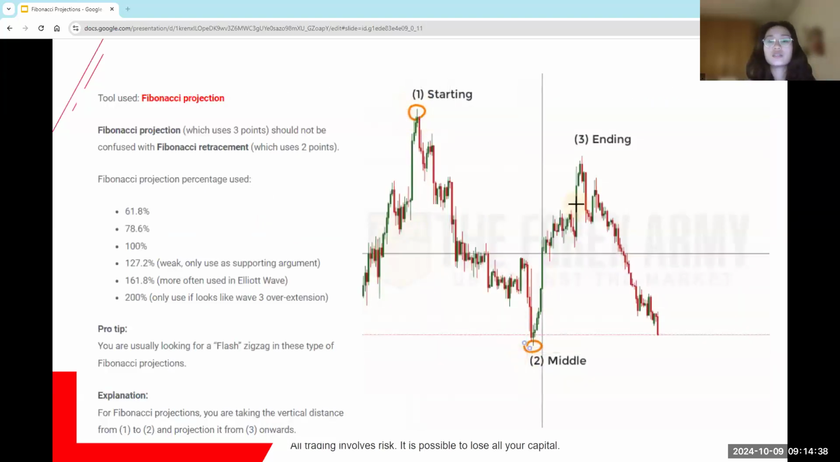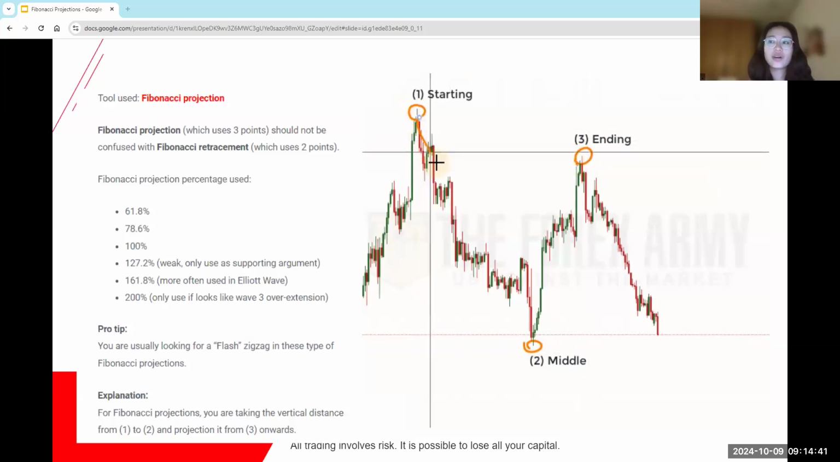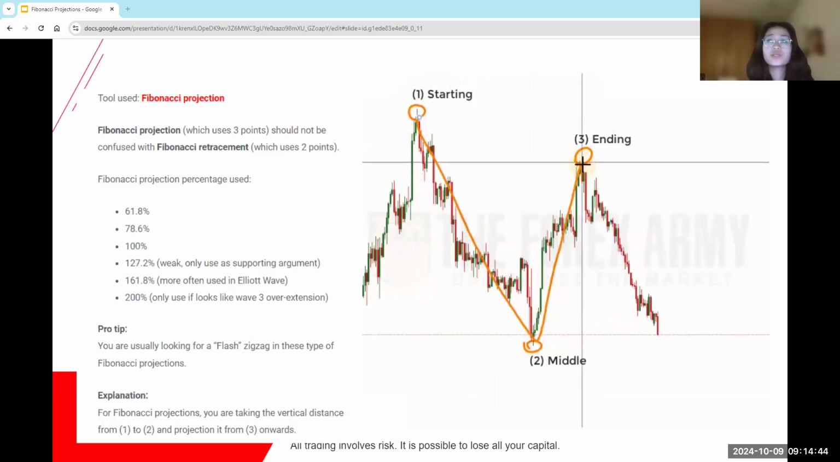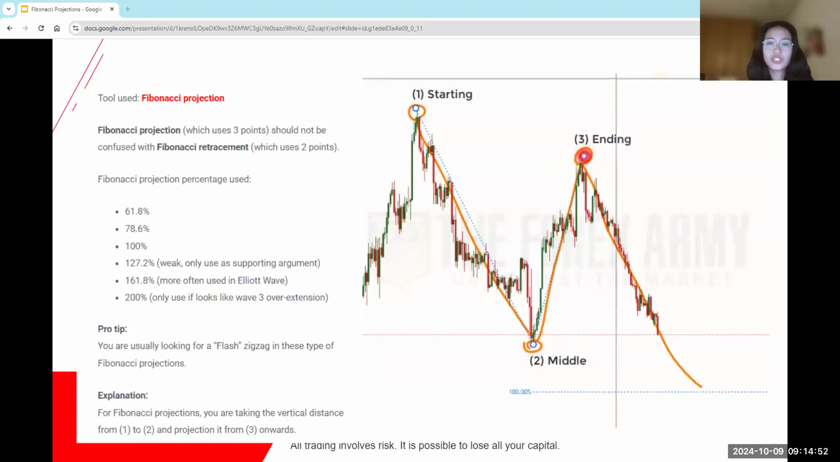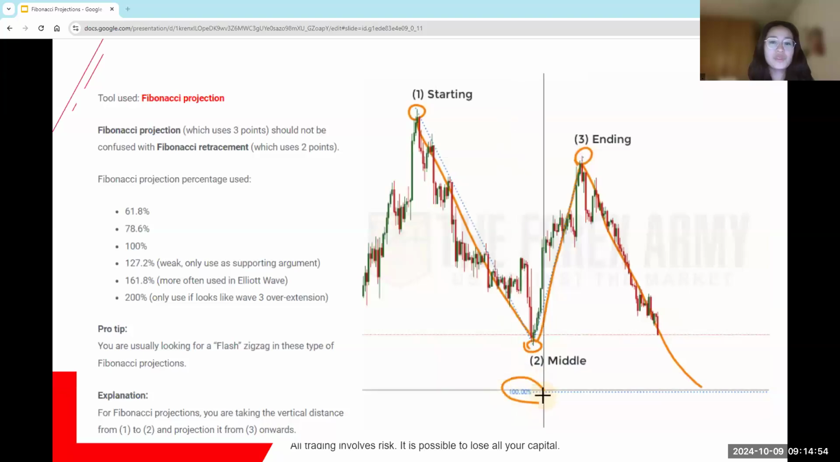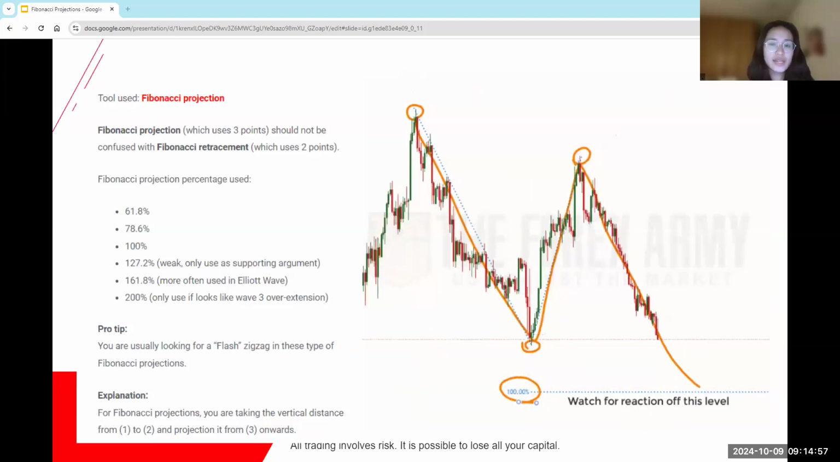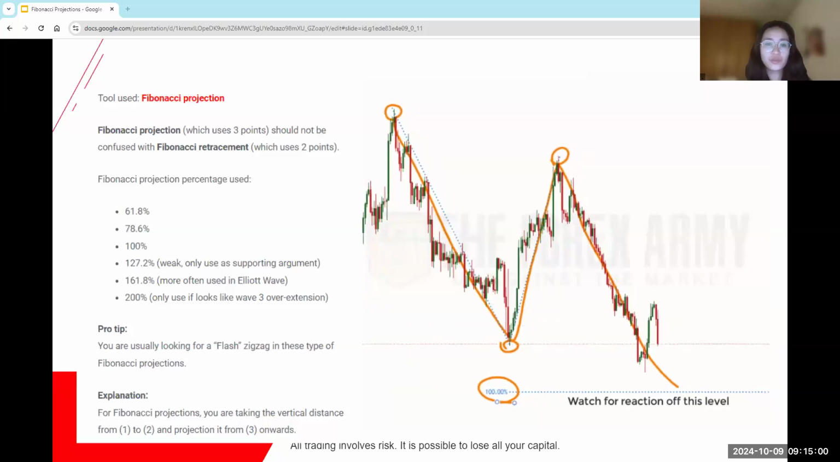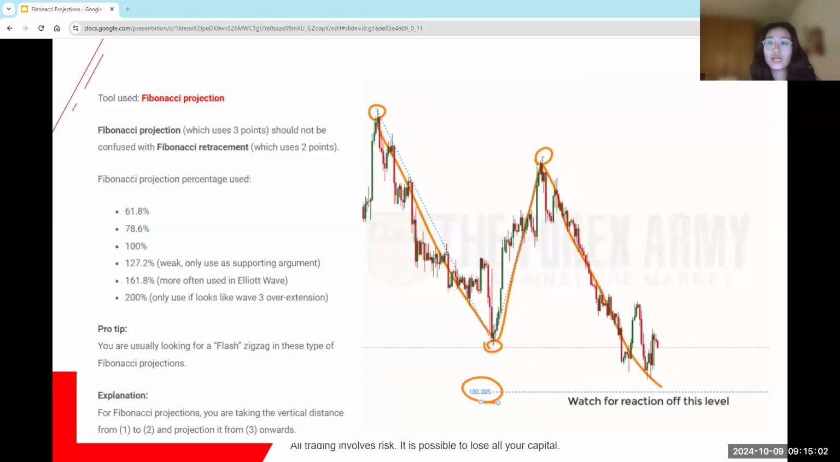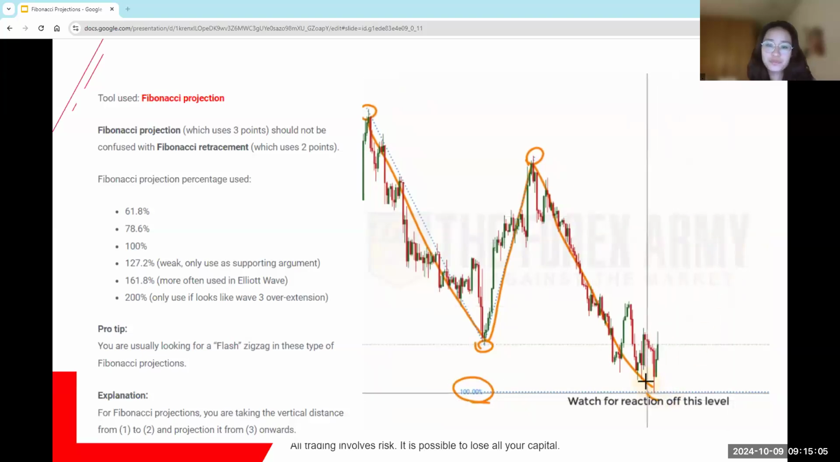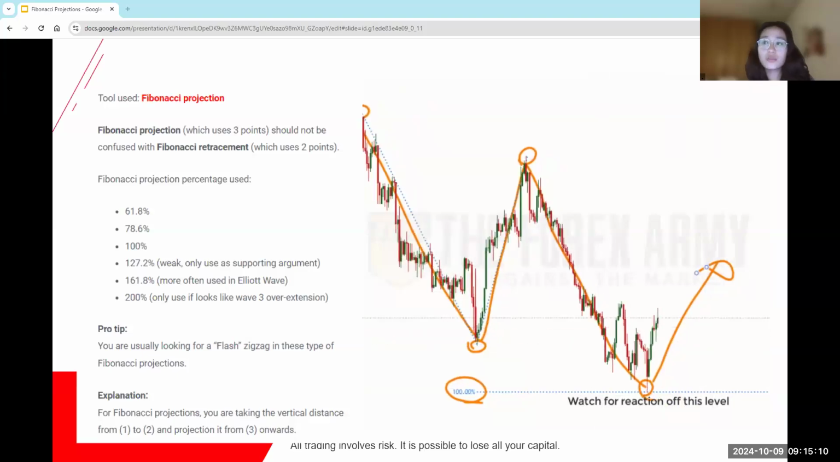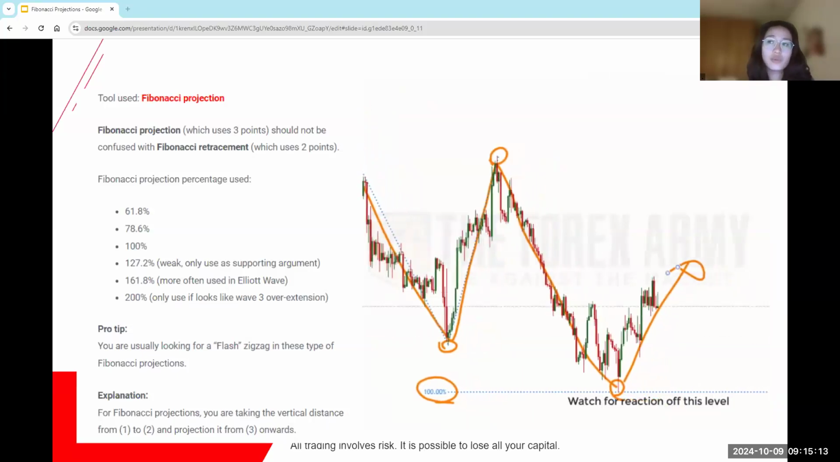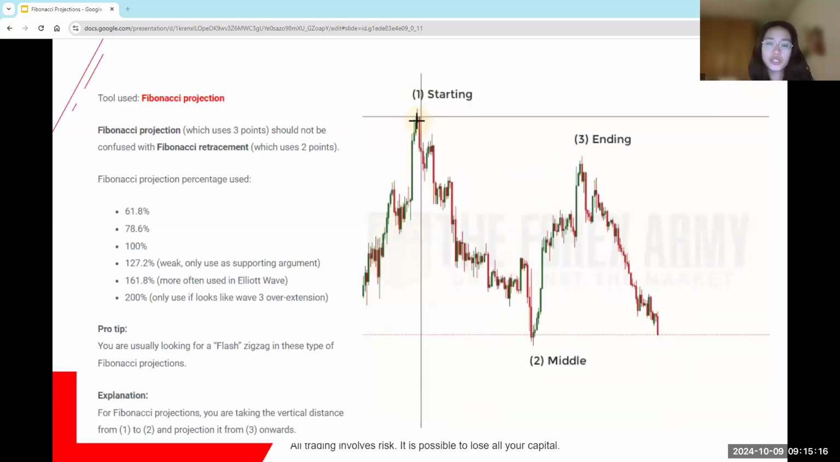Okay, so let's dive into this week's topic, which is our Fibonacci projection. For Fibonacci projection, this uses a different tool. I think it's called the Fibonacci extension tool on TradingView. And ultimately, unlike the other three methods that we've gone through in our previous webinars, this method requires 3 points: the starting, the middle, and the ending point. So we use mainly the 61.8, 78.6, and 100% Fibonacci projection levels for this.